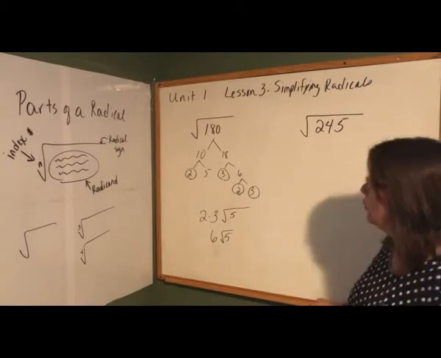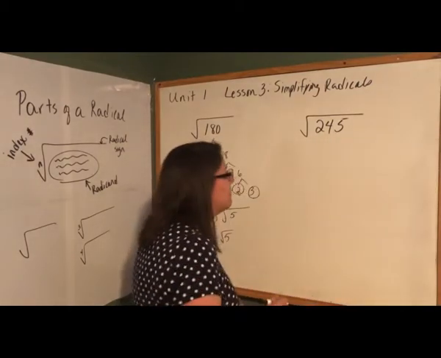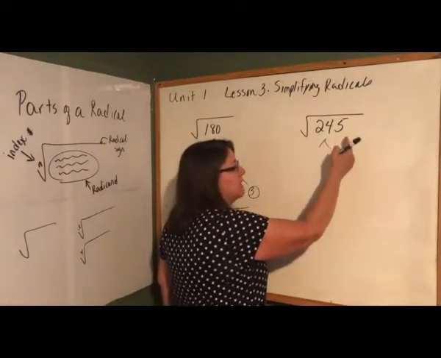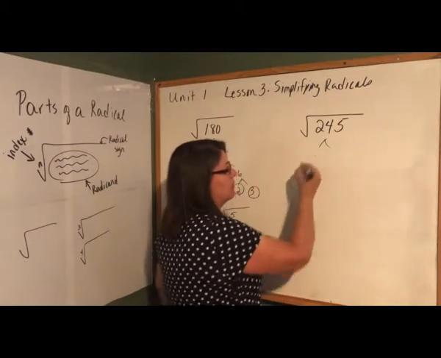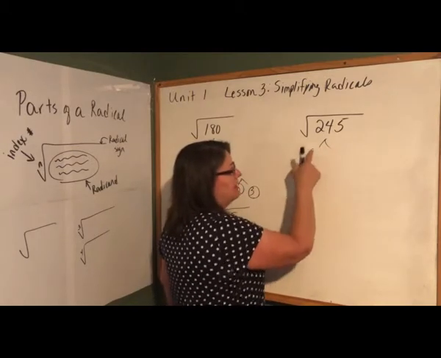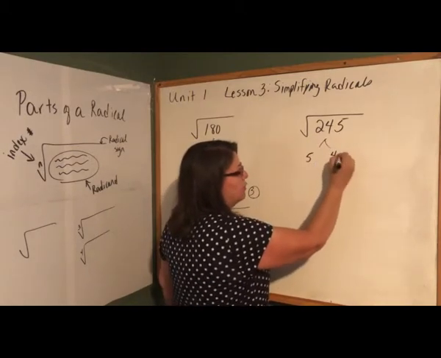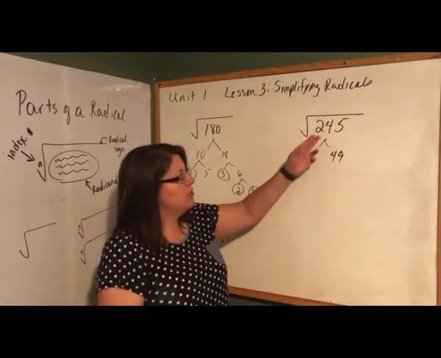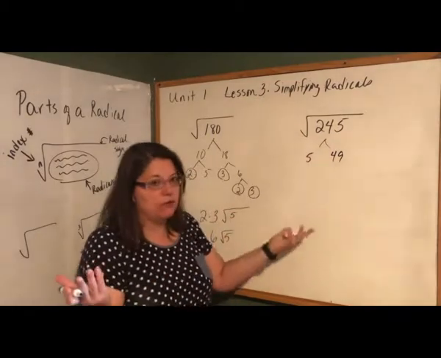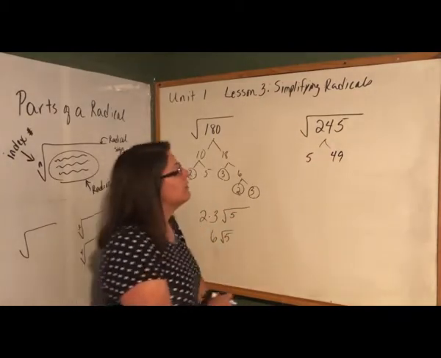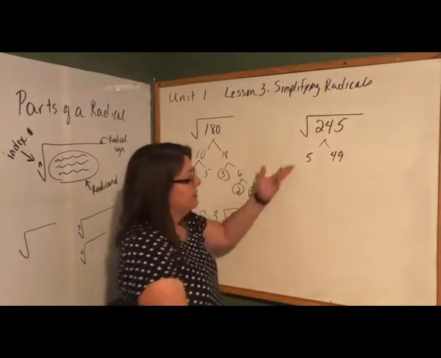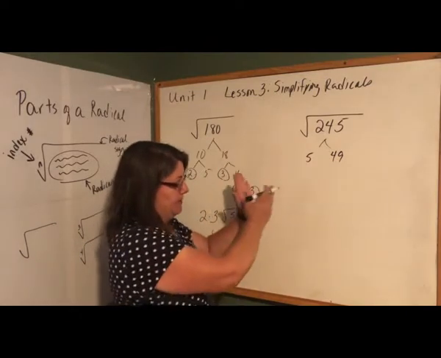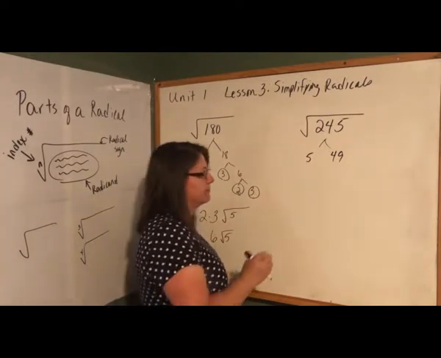All right, 245, square root of 245. If I do that one, well, it ends in a 5, so I know 5 goes. So if I put 5 into there, let's see, that's going to be 49. Now, if you don't know that, that's okay. Use your calculator. A regular 4-function calculator is all you need for this. So do 245 divided by 5. It'll give you 49. So you know that breaks down into 5 and 49.